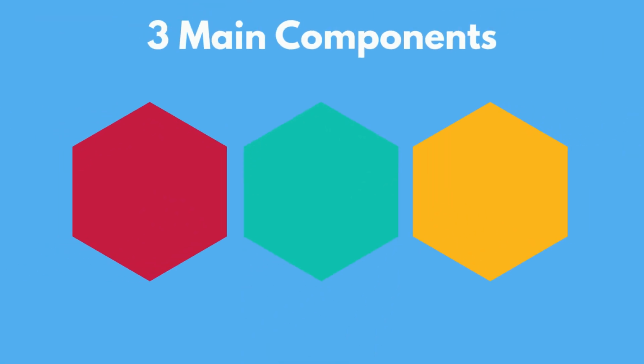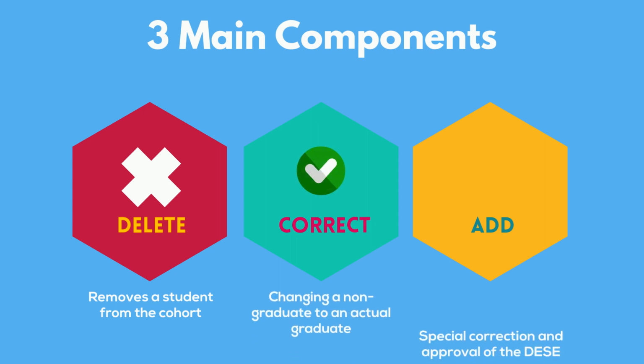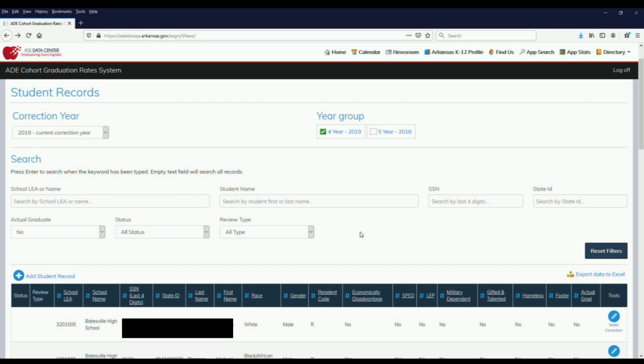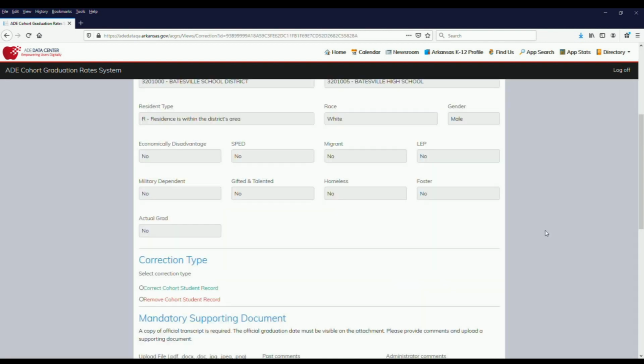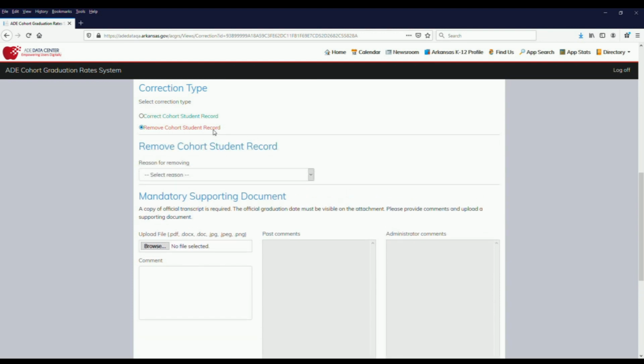There are 3 main components when it comes to making corrections of student records. District users can delete a record, correct a record, and add a record. To delete or correct a record, click on the Make Correction icon that corresponds to the student. Scroll down and select the Remove Cohort Student Record.